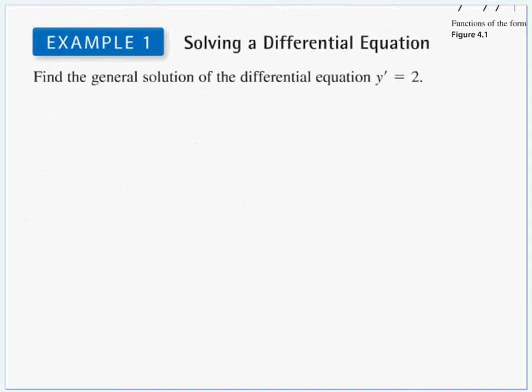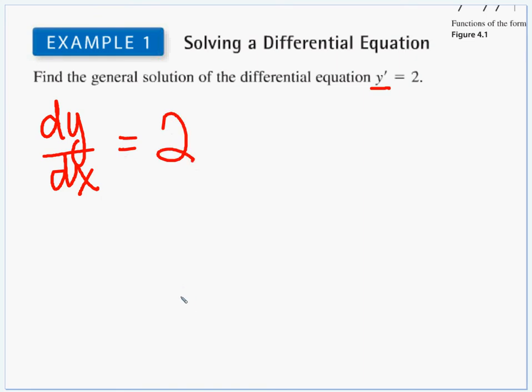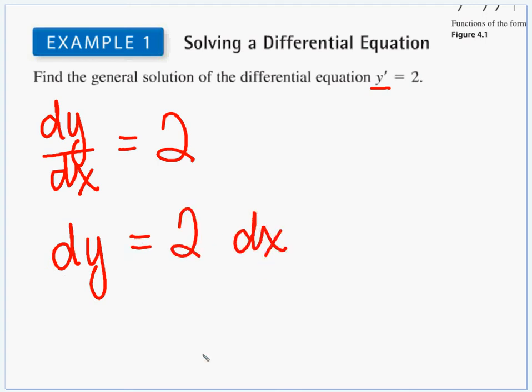So here we go. Example 1, find the general solution of this differential equation. Y prime is equal to 2. So I'm going to write it like this instead of y prime. In my class, you know I love the Leibniz notation. So that's dy dx equals 2. We can multiply both sides by the dx. So dy equals 2 dx.